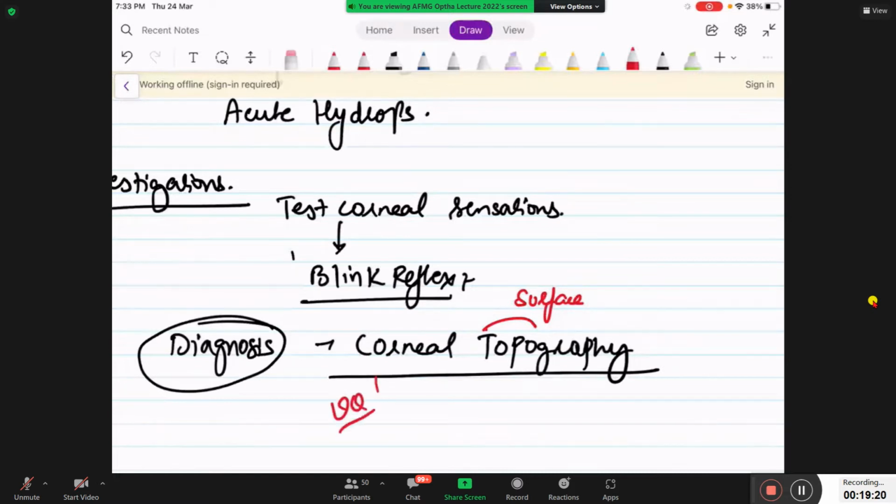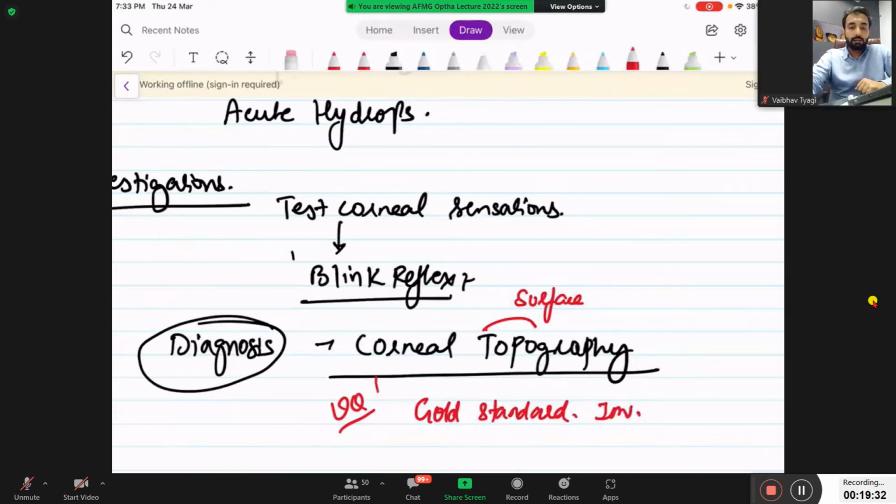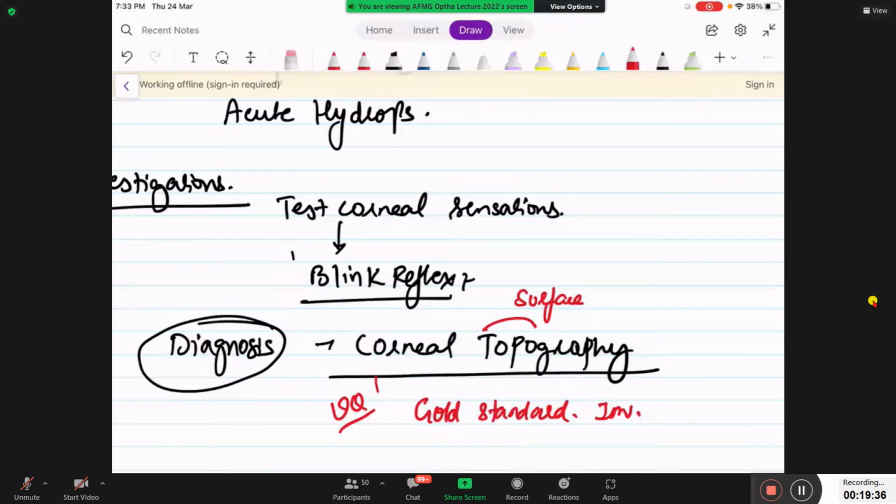Write down. Important question. If they ask you which is the gold standard investigation for keratoconus, then the answer will be corneal topography. Answer will be corneal topography. Clear?